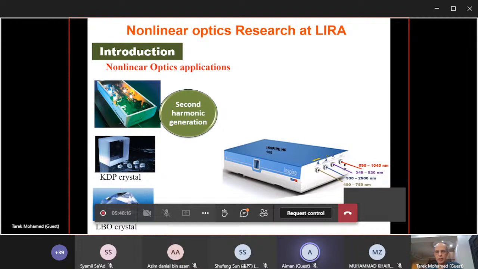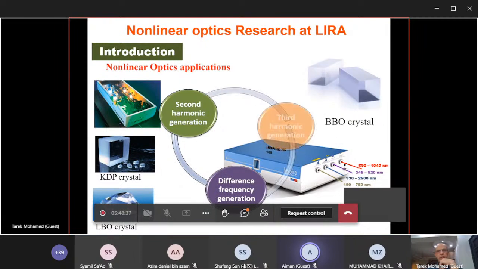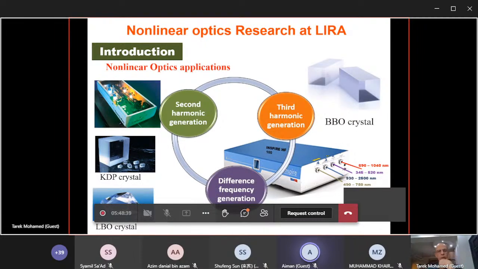With this laser, we can expand the wavelengths from 600 nanometers to the UV, 345, and reach the mid-infrared just by using a nonlinear optics medium. And also we have a BBO crystal, which we use to do third harmonic generation.